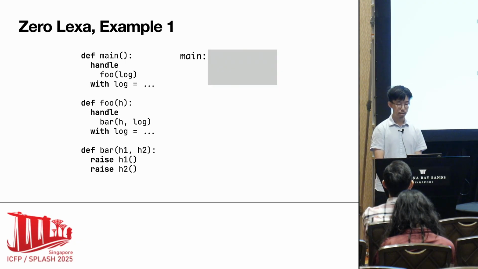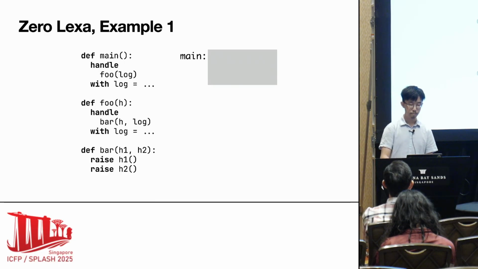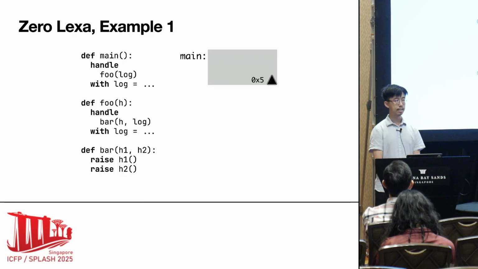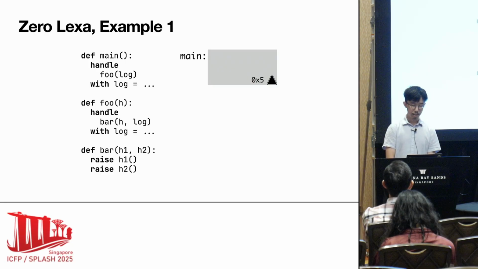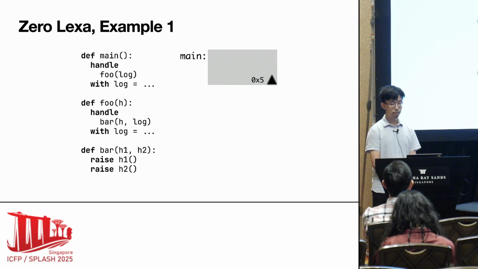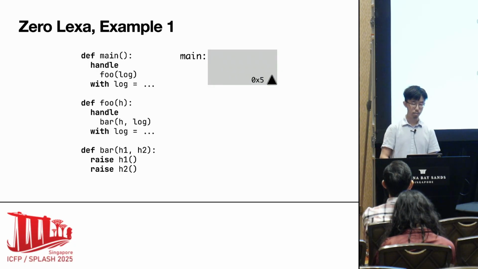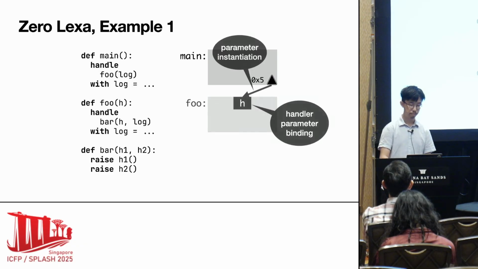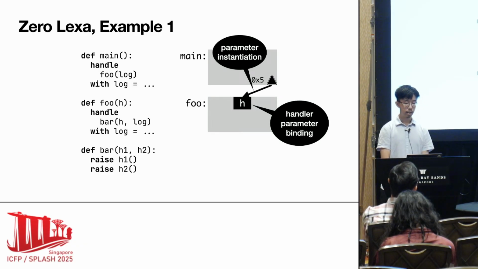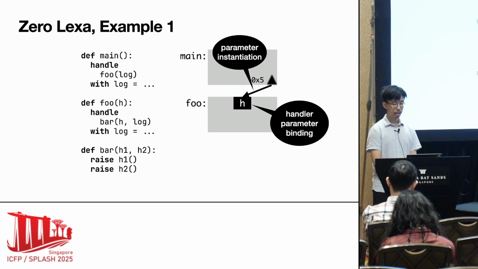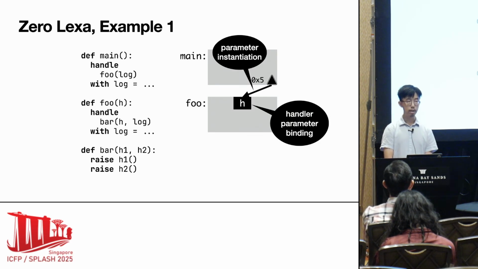Now, as the program runs, function main installs a handler, which is given the address 5. This address acts as the name of the handler and will be passed down the stack. Now, main calls foo by instantiating foo's handler parameter with this handler. The black box here denotes a handler parameter binder, and the arrow denotes the parameter instantiation.